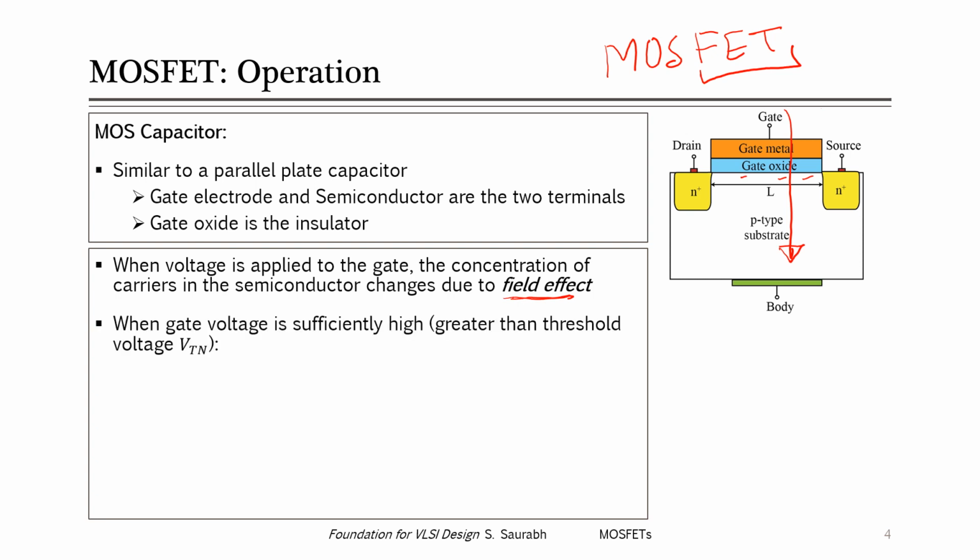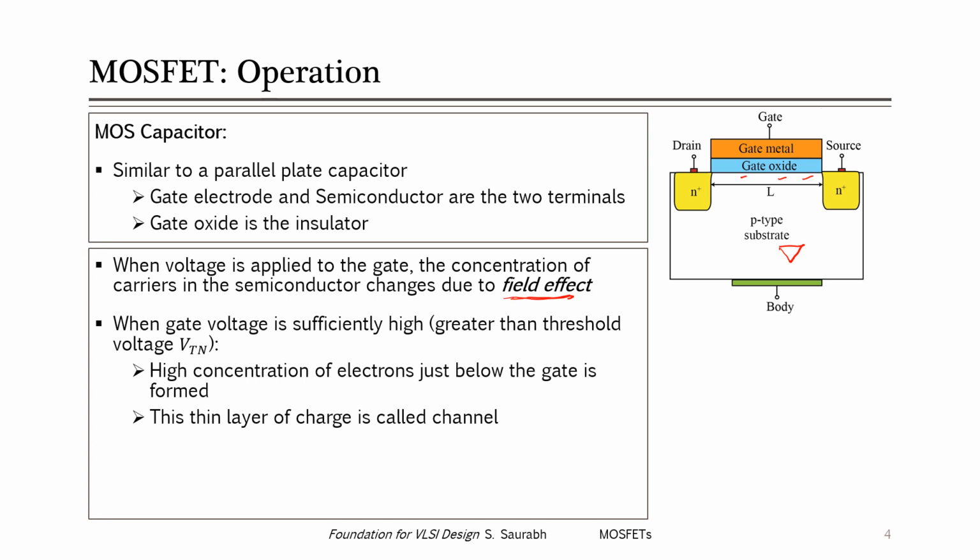principle of a MOSFET. Now, there is a quantity known as the threshold voltage. In an NMOS, if the gate voltage is sufficiently higher than the threshold voltage, then what happens? In that case, a high concentration of electrons will be formed just below the gate, and this thin layer of charge is called the channel, right? So when we apply a positive voltage Vg greater than the threshold voltage, let's call it Vtn, that is the symbol we have used here, then at the surface there will be a very high concentration of electrons, and the conductivity at the surface will be very high, compared to when no voltage was applied to the gate. So this thin layer of charge is known as the channel.